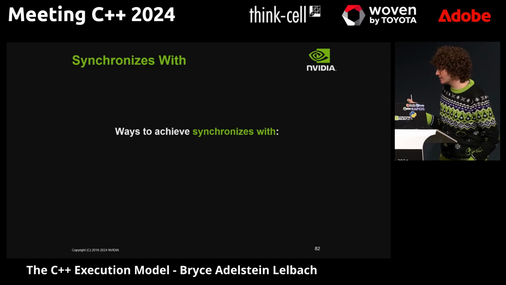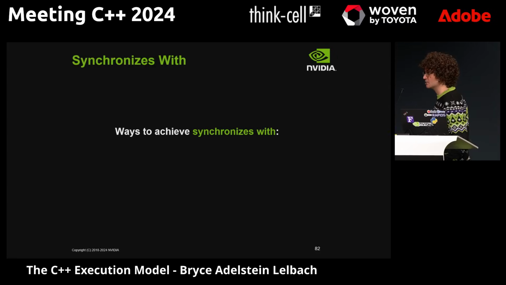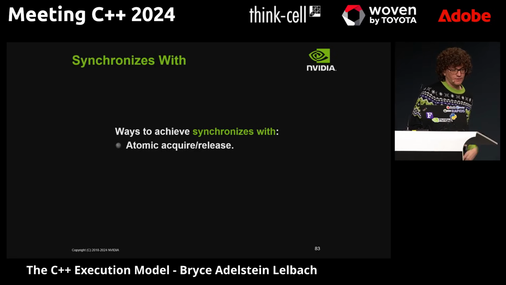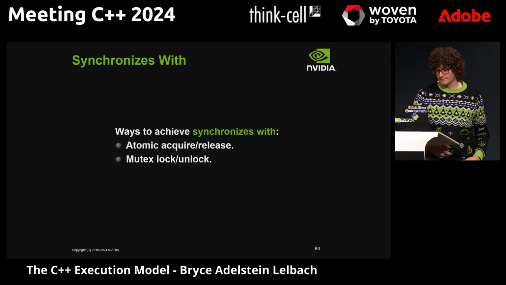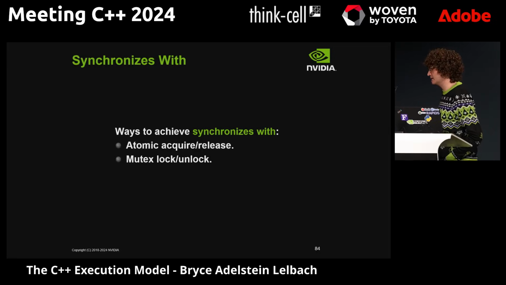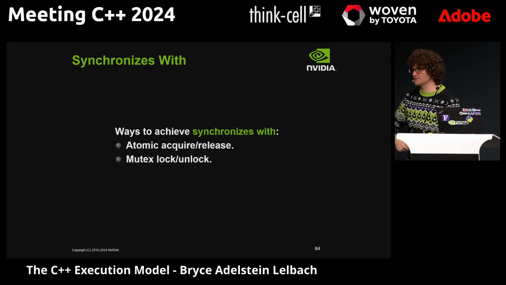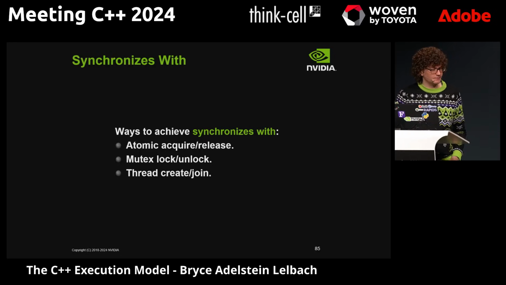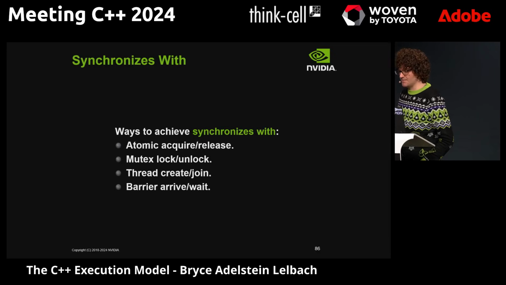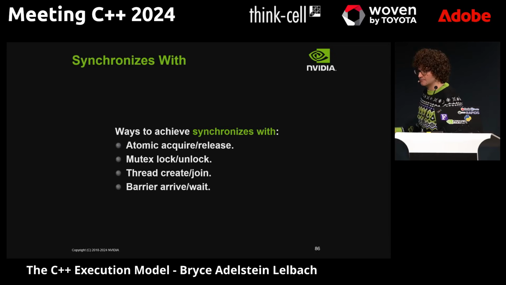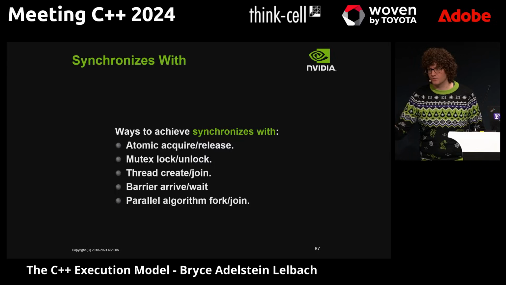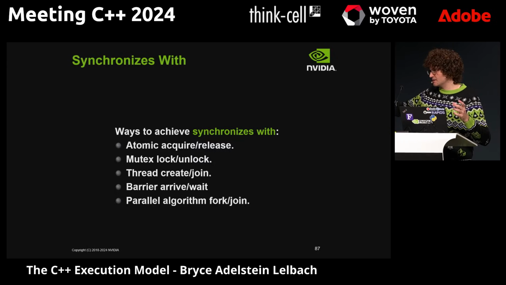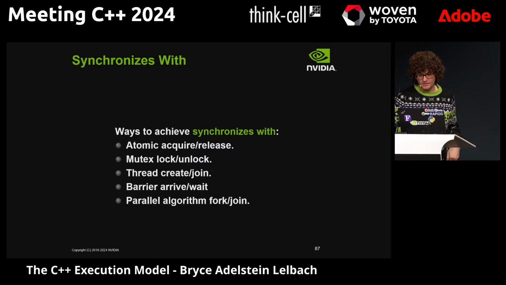There are many standard library operations that achieve synchronizes with, such as atomic acquire and release from a store to a load, mutex lock and unlock, from the unlocks to all subsequent locks, thread create and join, barrier arrive and wait, and parallel algorithm fork and join, from the caller to the work being done, or from the work being done to the caller at the end.